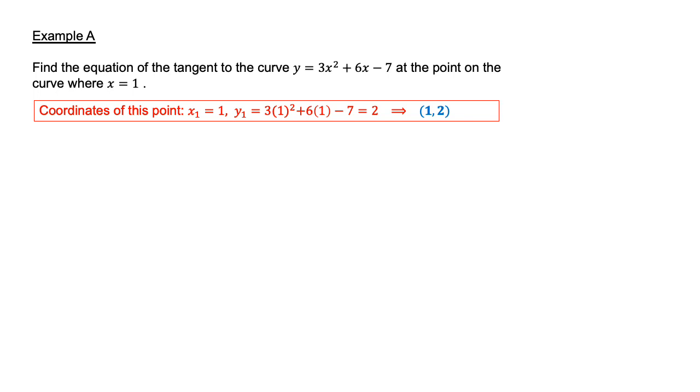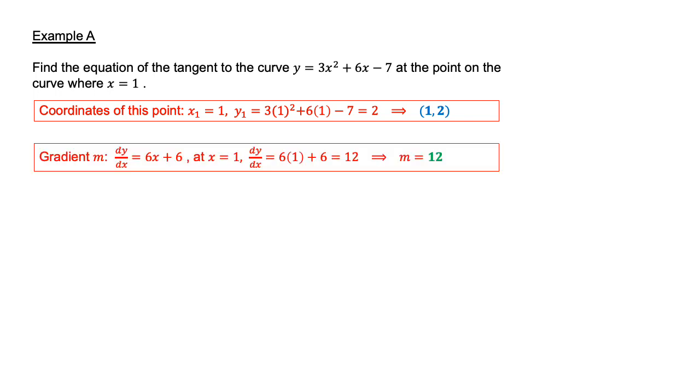So our x1, y1, the point on the curve, which is the point where the tangent touches the curve, is 1, 2. We need to work out the gradient.